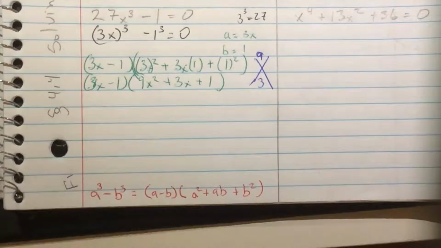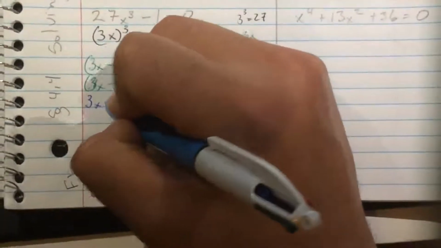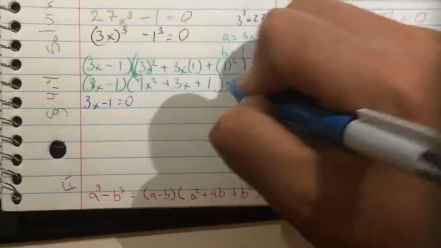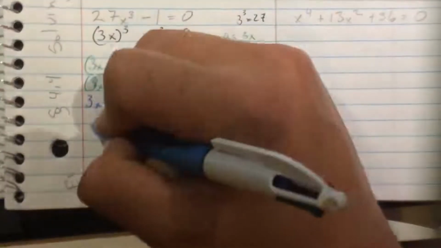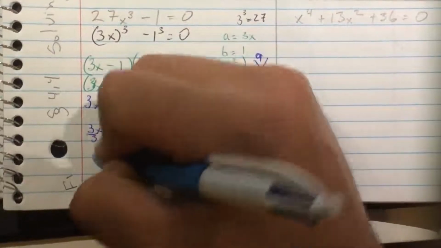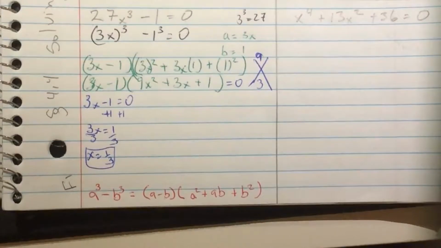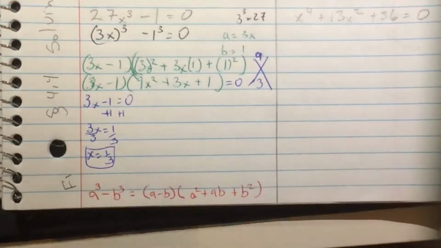So in order to solve this one, first one's pretty easy. We just have 3x minus 1 equal to 0. This is still equal to 0 because this would be plus 1. Plus 1. We have 3x equals 1, divided by 3. Divided by 3. X is equal to 1/3. Be our first 0. And then our second 0 would have to be solved using the quadratic formula.